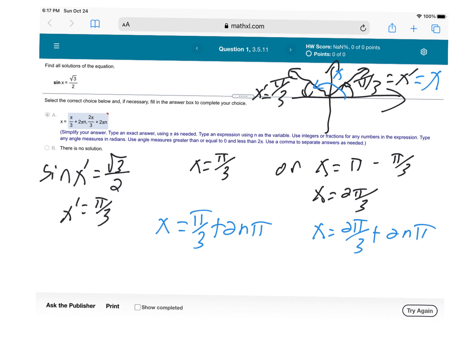If you go back and review the graph of the sine function, it just goes up and down.